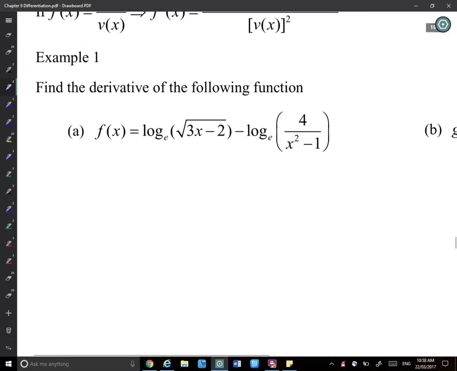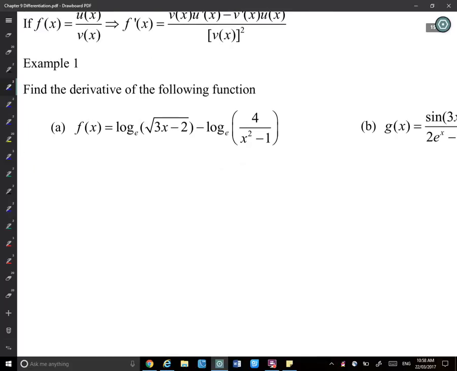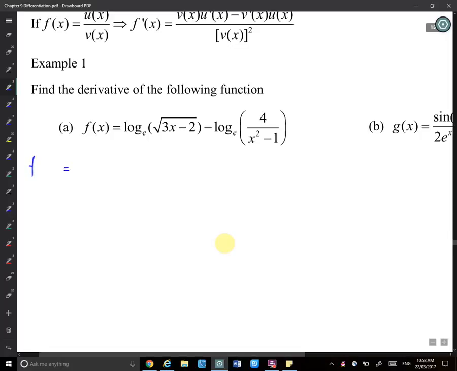Okay, let's have a look. Example 1. Example 1 doesn't really require quotient rule or product rule. I can do it this way. f(x) equals log e. I can see that's a half, so I can put a half into the front, and it's a half log e (3x minus 2), and I will subtract, in a bracket, log e 4 subtract log e (x squared minus 1).